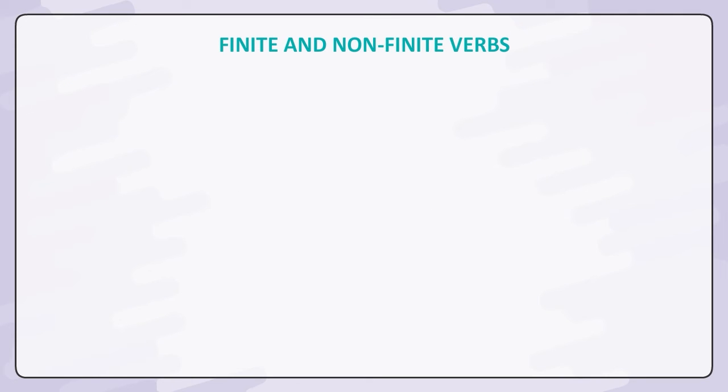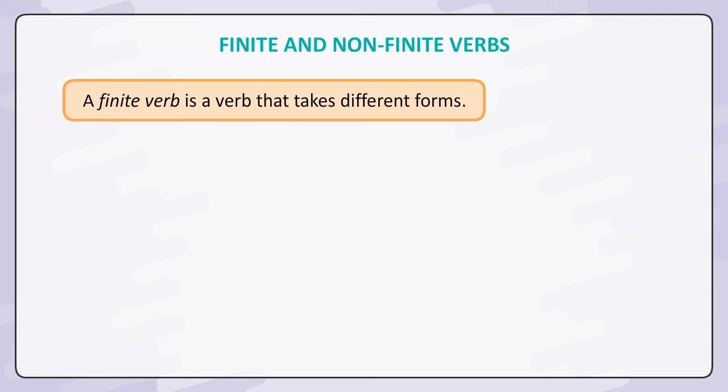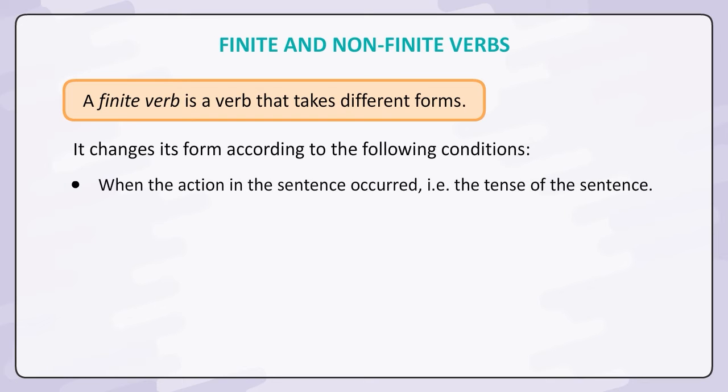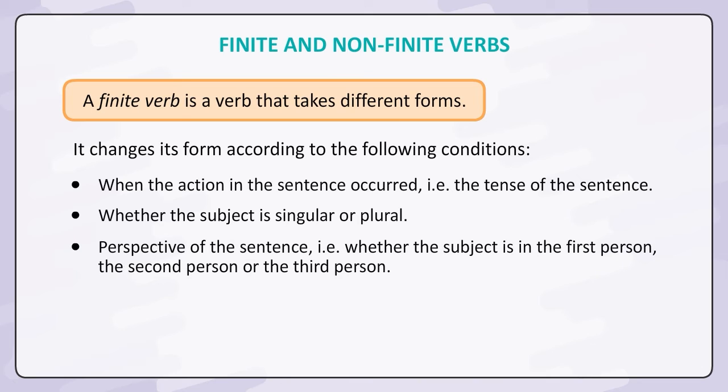Finite and non-finite verbs. A finite verb is a verb that takes different forms. It changes its form according to the following conditions. When the action in the sentence occurred, that is, the tense of the sentence. Whether the subject is singular or plural. Perspective of the sentence, that is, whether the subject is in the first person, the second person, or the third person. Examples: He likes salad.